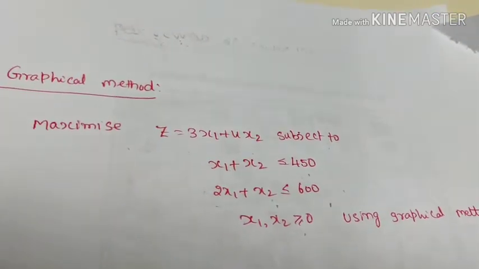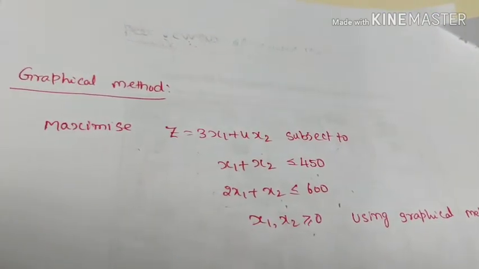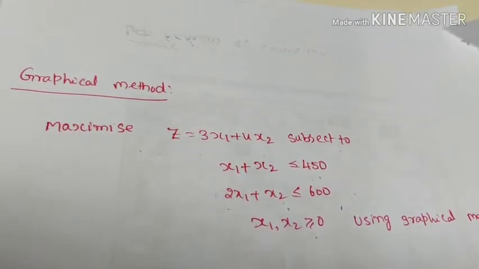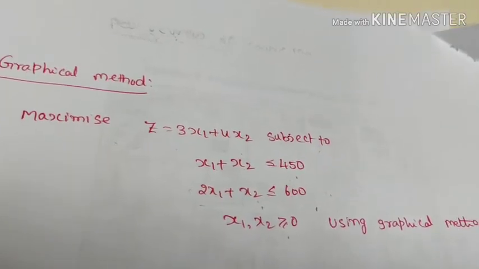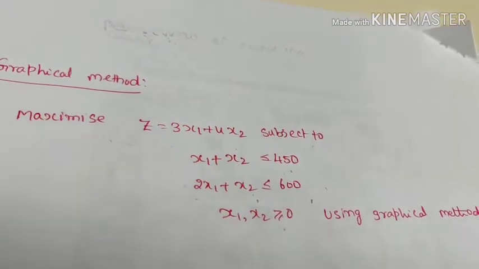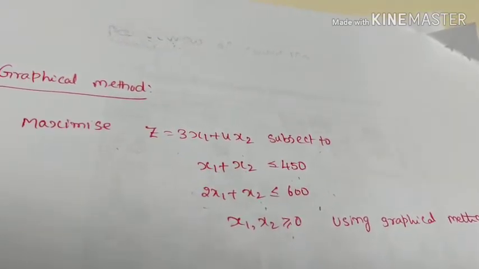Graphical method we usually use for problems with two decision variables. Why we don't use more than two decision variables is the complexity of their visual representation. So for problems with more than two decision variables we introduce the simplex method. So see the solution now. How to do the solution?